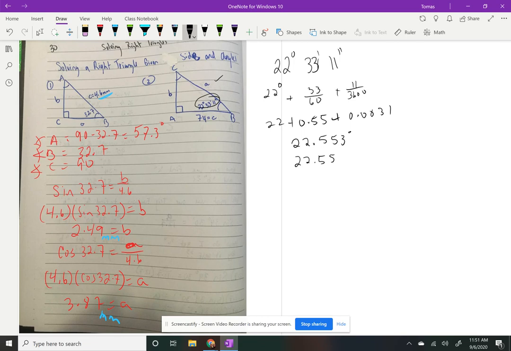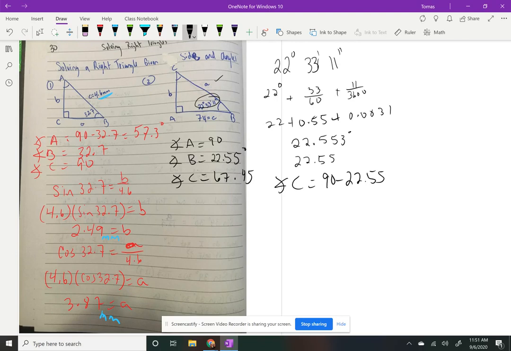So that's angle B. So how do we get the other angle? Well, we already know angle A. It's 90. Angle B is 22.55. So angle C has to be, we take 90 and subtract 22.55, and we get 67.45. So to get the missing angle, all we do is take 90 and subtract.